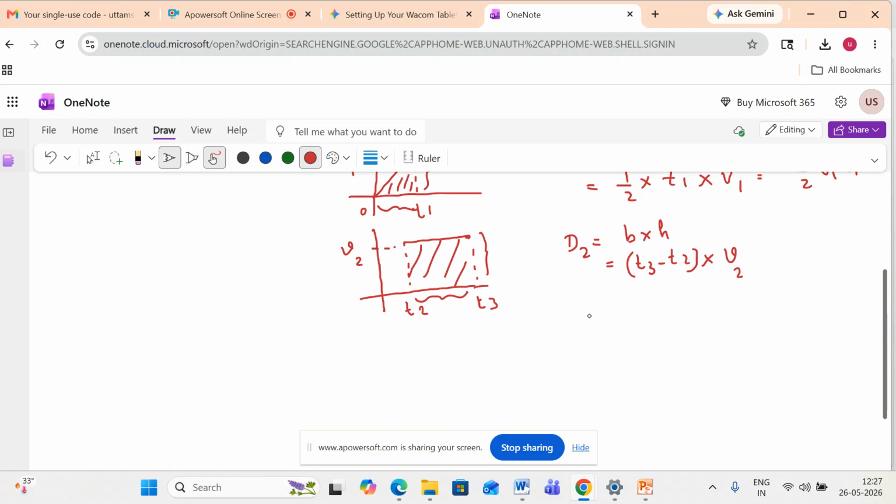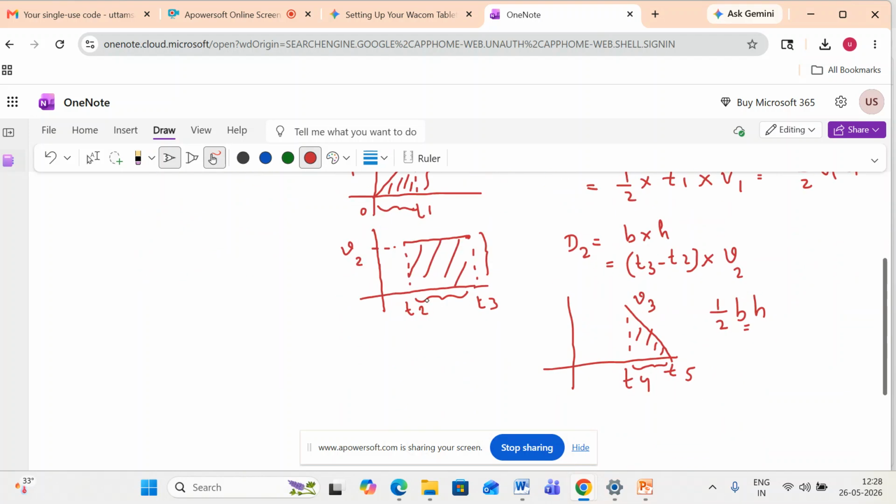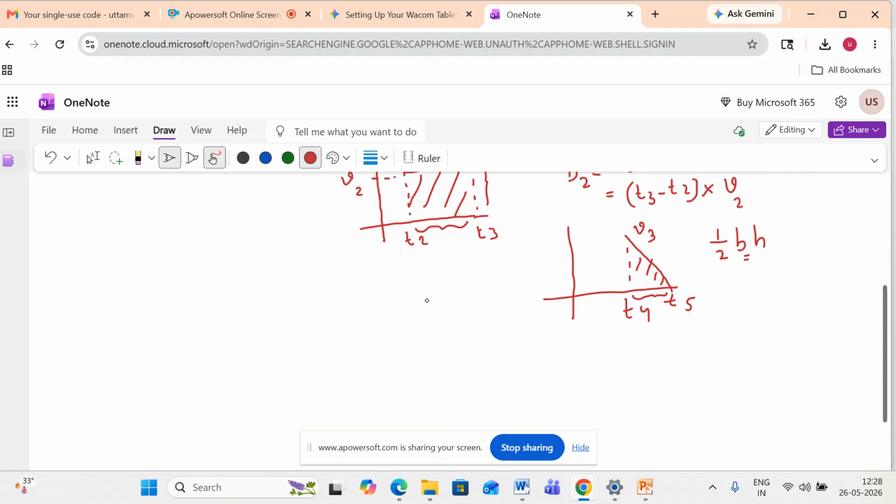Similarly, suppose there is a braking period, say from T4 to T5. If this is the speed V3, then again you have to use the area of the triangle equation, that is half B into H, where B is T5 minus T4 and the height is V3. So this is the distance covered. By finding the area under the speed time curve, we can find the distance covered by the train.